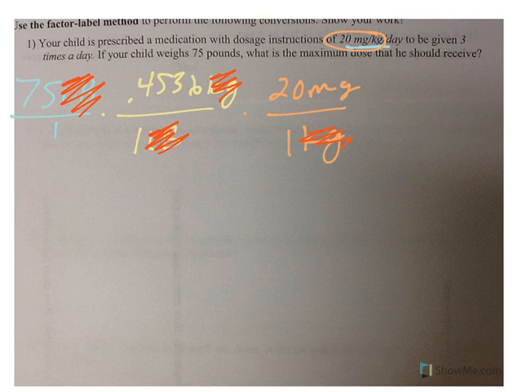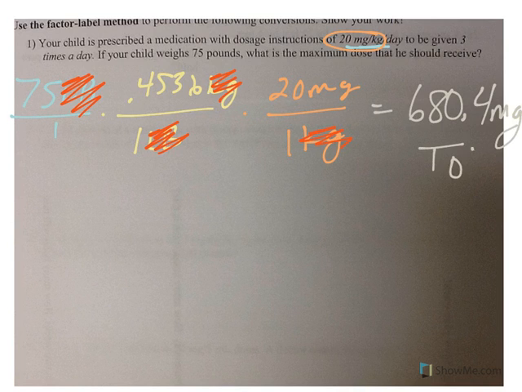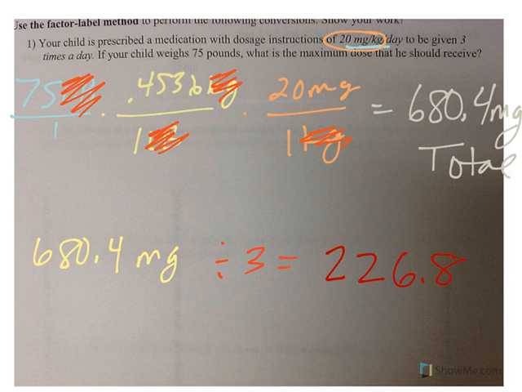Kilograms go away. So when I multiply straight across, this is going to tell me 680.4 milligrams. This is the total milligrams your kid should get per day. Now, it said you're doing this 3 times a day. So, 680.4 milligrams divided by 3 times a day, each dose should have a max of 226.8 milligrams per dose. Boom. So, pounds to kilograms, kilograms to milligrams, divide by how many doses.